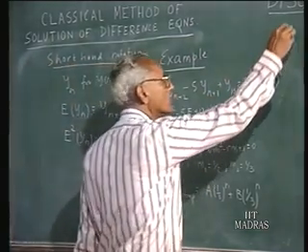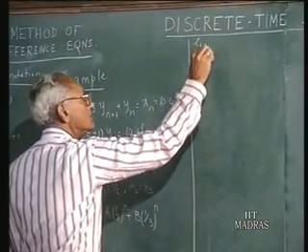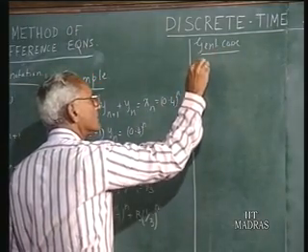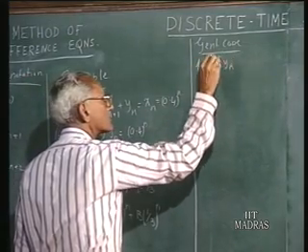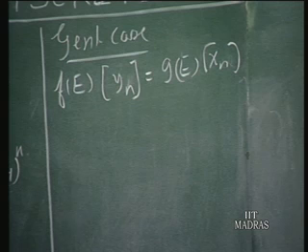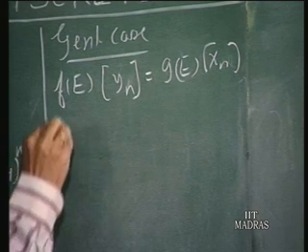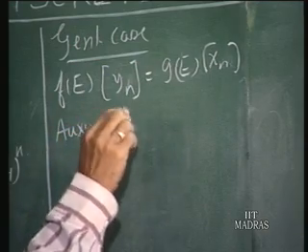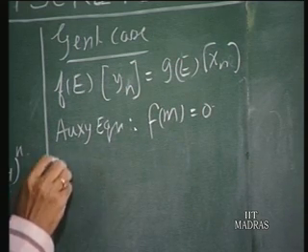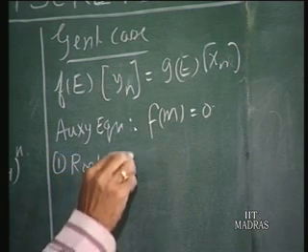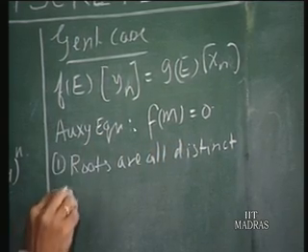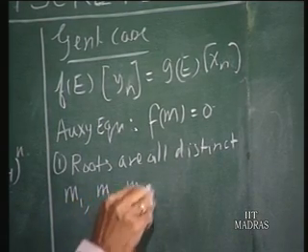To put this in a general framework, let me also give some remarks for the general case. In the general case, we may have f of E operating on yn equals a function g operating on xn. That would be a general form of this equation. Then the auxiliary equation would be f of m equals 0. Now we have two cases. One, all roots are distinct. The roots of this auxiliary equation, suppose they are all distinct, say m1, m2, m3, etc.